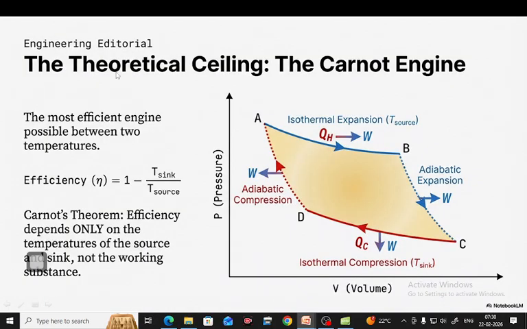Engineering editorial, the theoretical ceiling, the Carnot engine. The most efficient engine possible between two temperatures, efficiency equals 1 minus T sink by T source. Carnot theorem: efficiency depends only on the temperatures of the source and sink, not the working substance. So this is isothermal expansion, this is adiabatic expansion, this is isothermal compression, this is adiabatic compression.